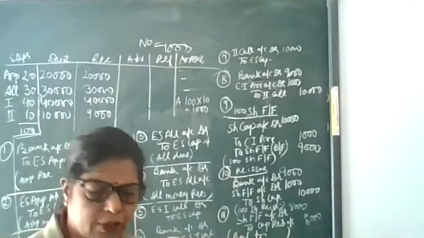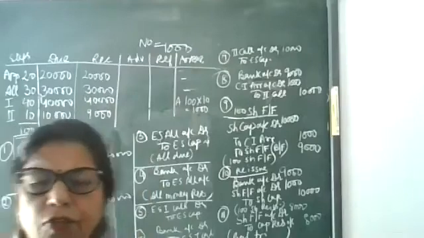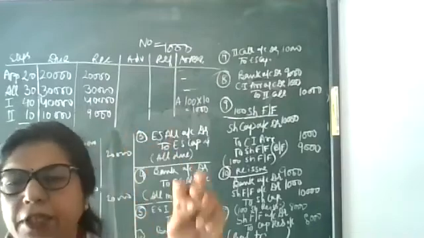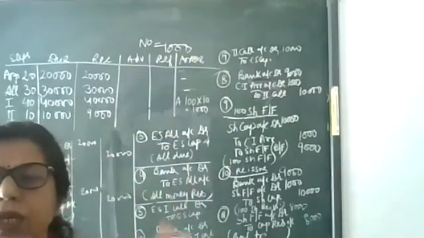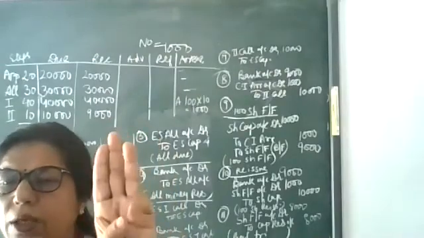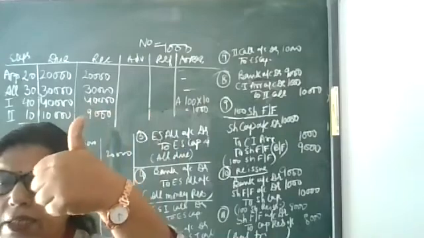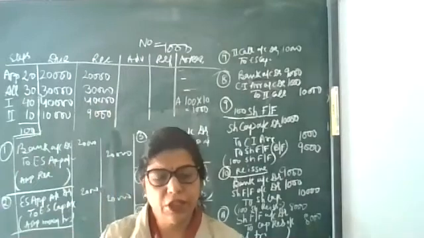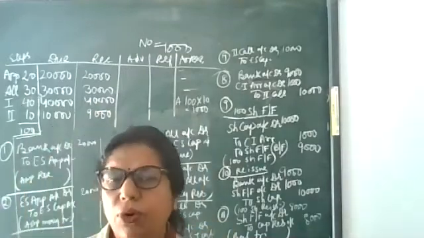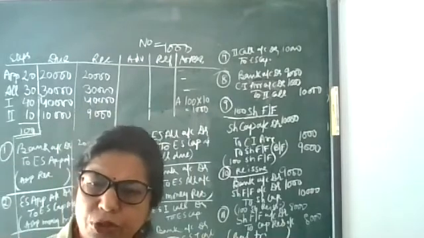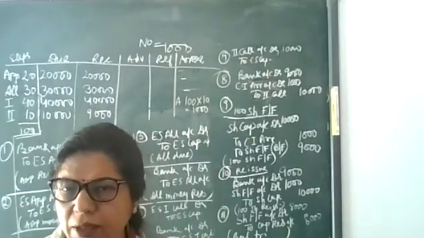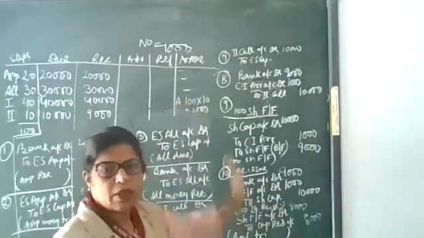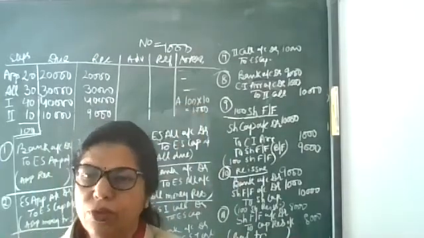Children, look at the board, then you will be able to understand. I gave you the question that 1,000 shares of rupees 100 each were issued by the company: 20 application, 30 allotment, 40 first call, 10 second call, that is 100 rupees. But a shareholder, Mr. A, holder of 100 shares, is unable to pay the second call. That is the arrears. So we will put it in the arrears column. Total arrears is 1,000 rupees.